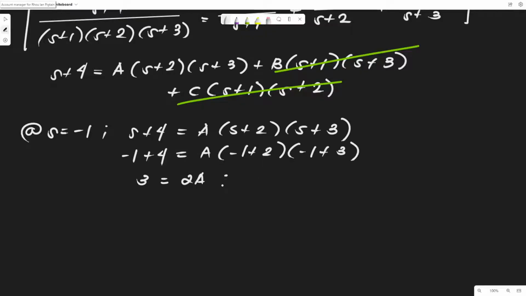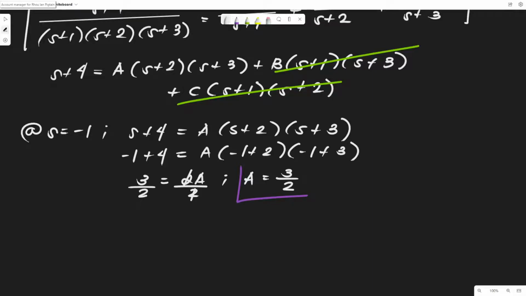Ayan, 2a. So, therefore, the value of a is equal to what? 3 over 2. Kasi i-divide mo lang naman siya on both sides para makancel. So, a is equal to 3 over 2. Meron na tayong value ng a.